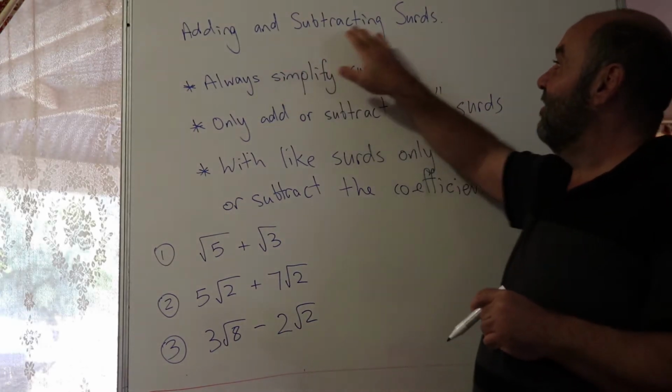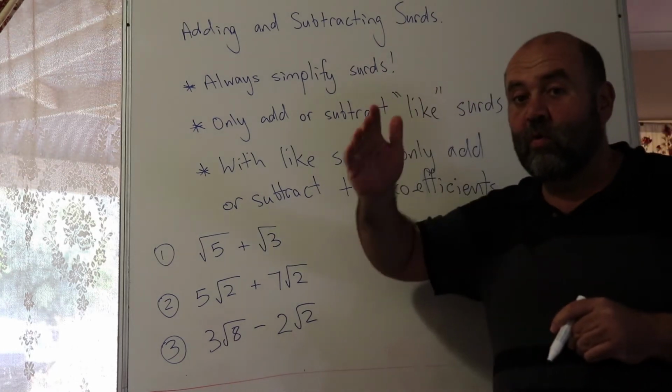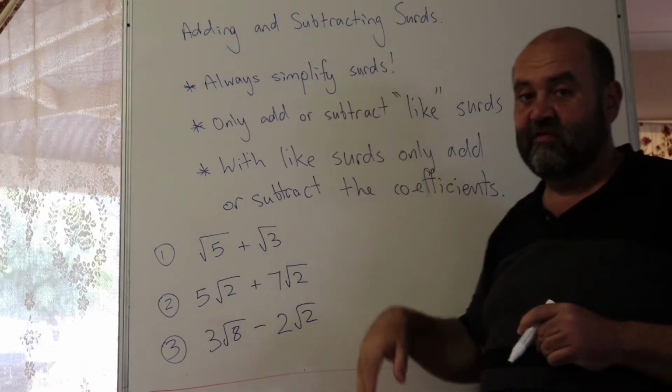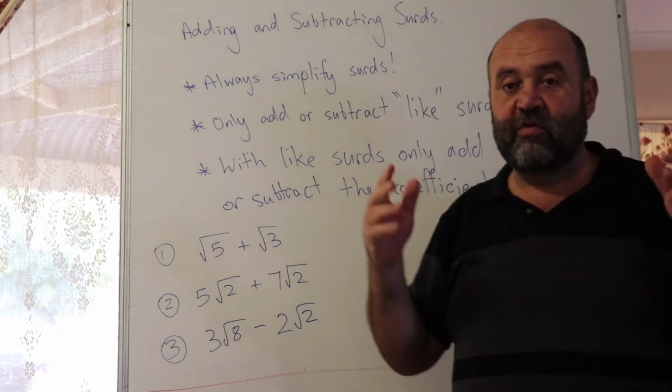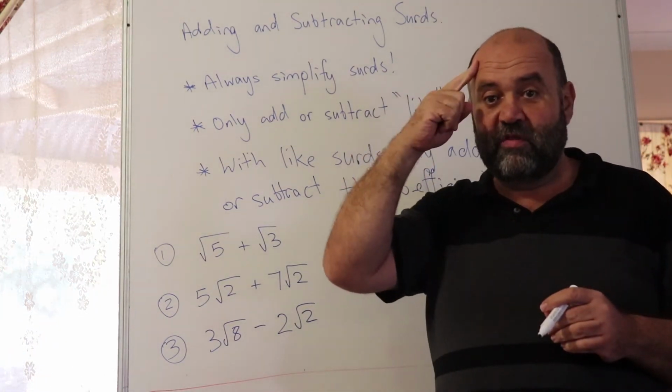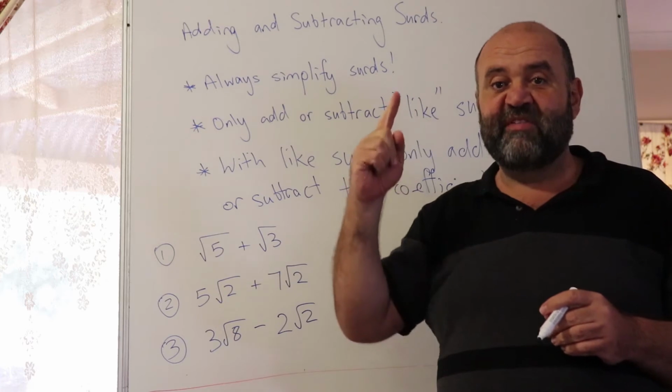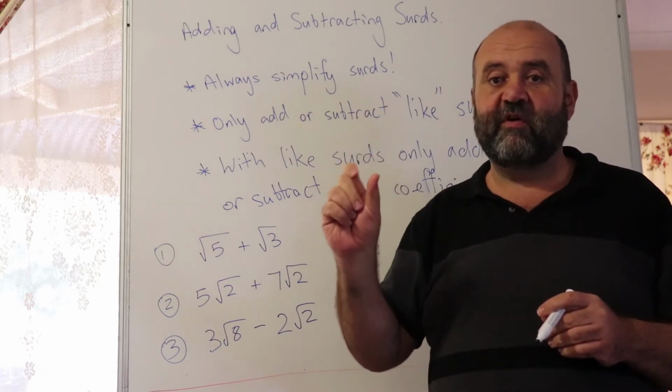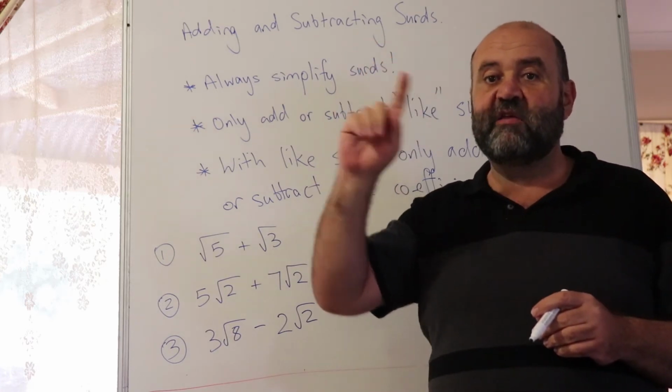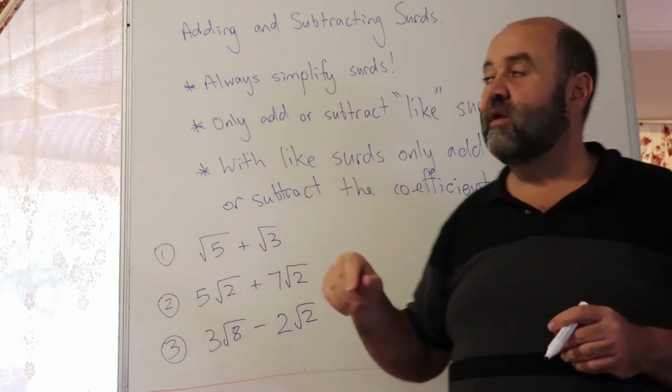When we're adding and subtracting surds, remember, always simplify surds. Simplify first all the time. You see a surd, what are you thinking? Square numbers, square numbers, square numbers. Can I simplify this? So whenever you can, you simplify surds first, okay?